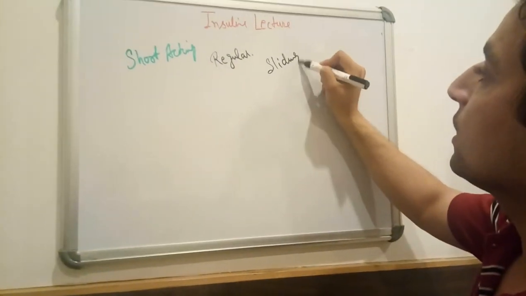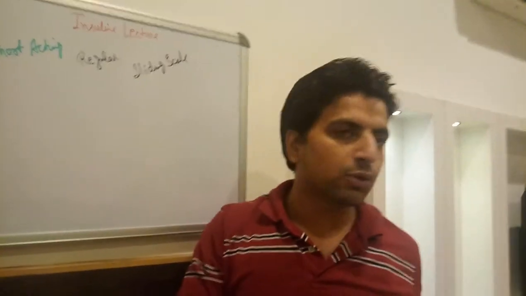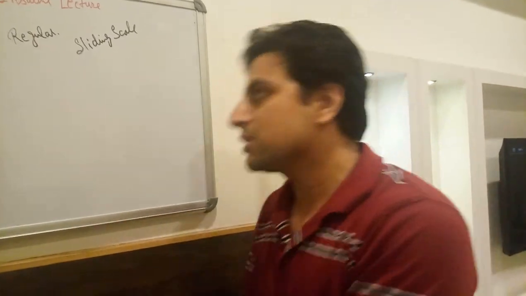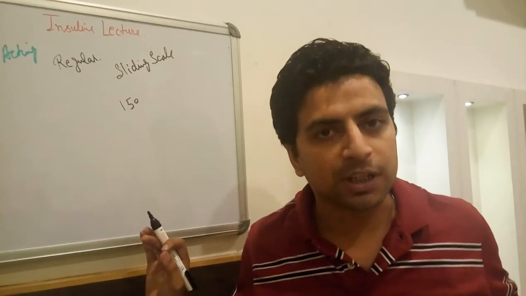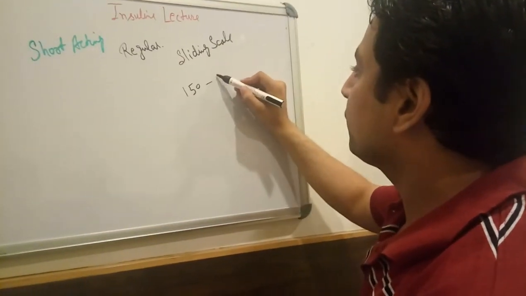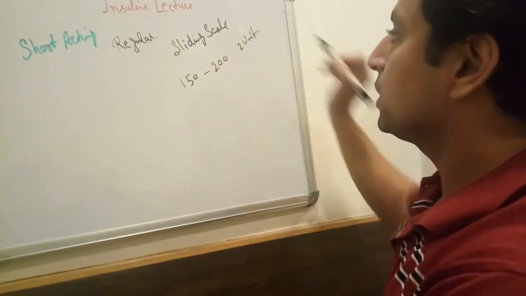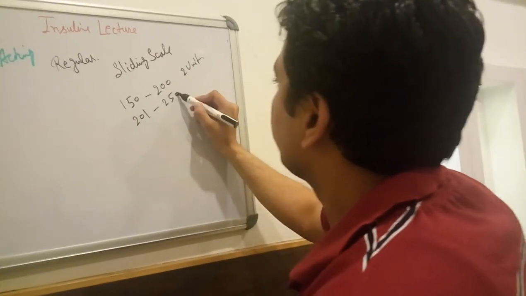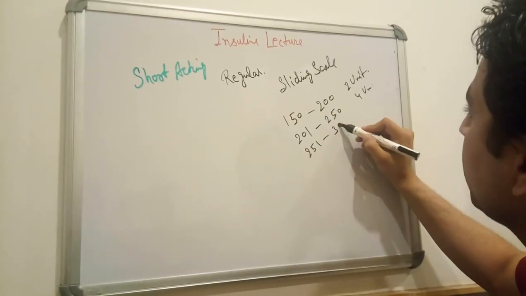sliding scale. Nowadays, this scale is banned. I don't think you are going to receive any question on this, but some hospitals that are not updated yet are using the sliding scale. So I'm going to explain what is meant by sliding scale. Till 150, no need to give any insulin in a hospital. Then 150 till 200, we need to give regular insulin 2 units. Okay, understand, I hope. Then 201 till 250, we have to give 4 units. Then 251 till 300, we need to give 6 units.